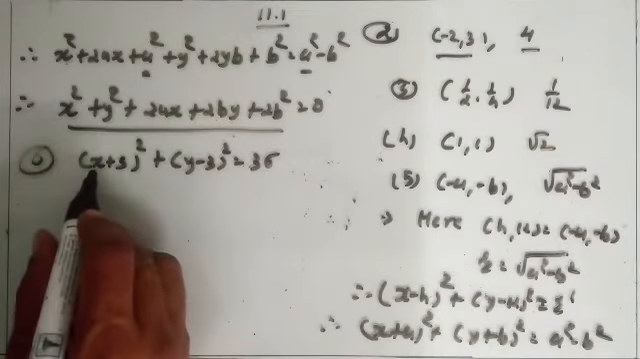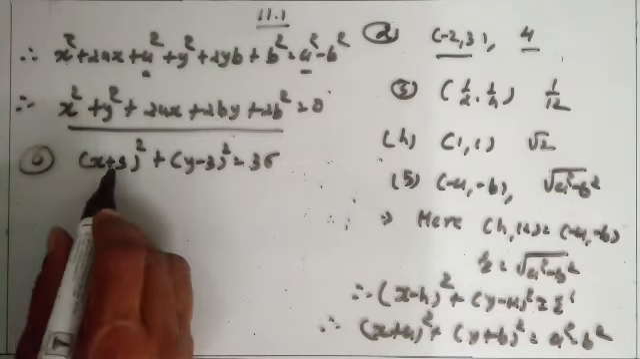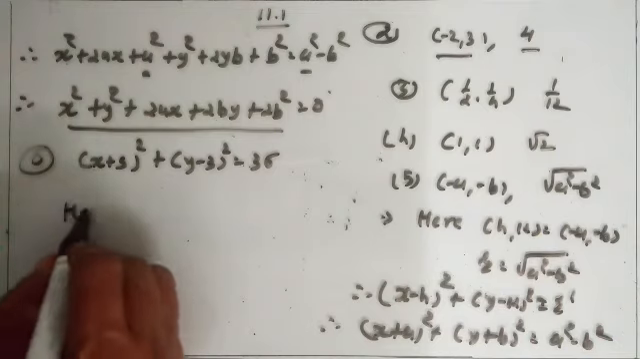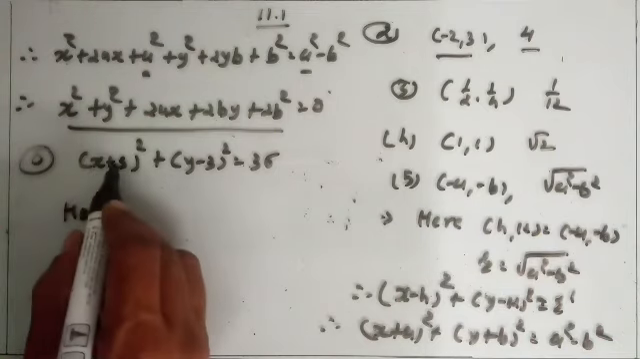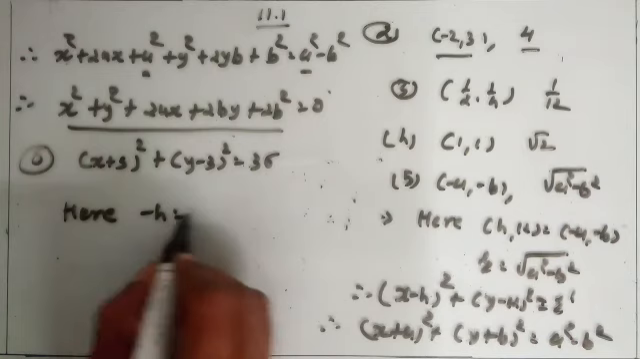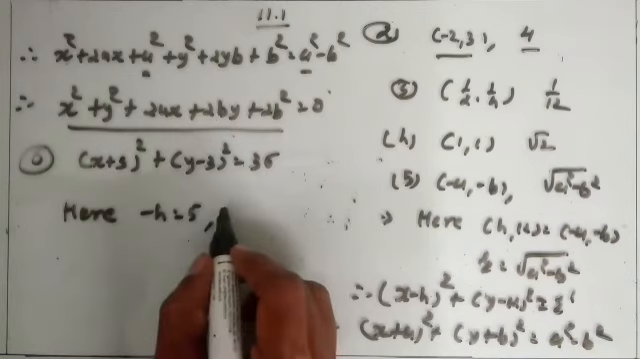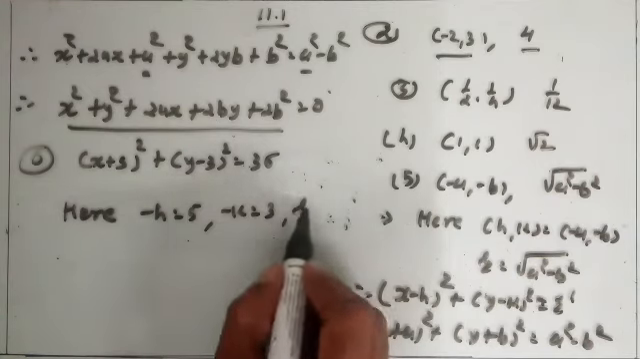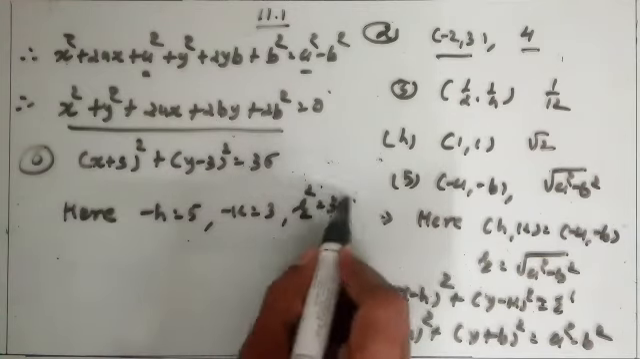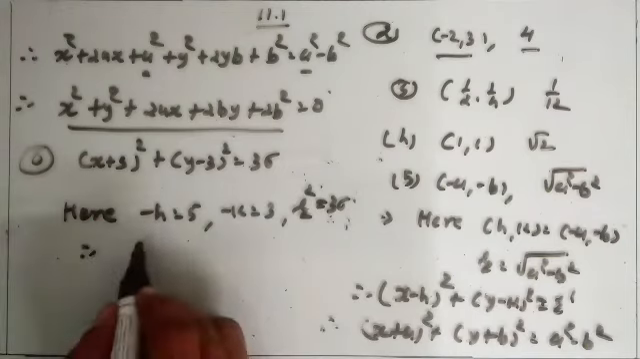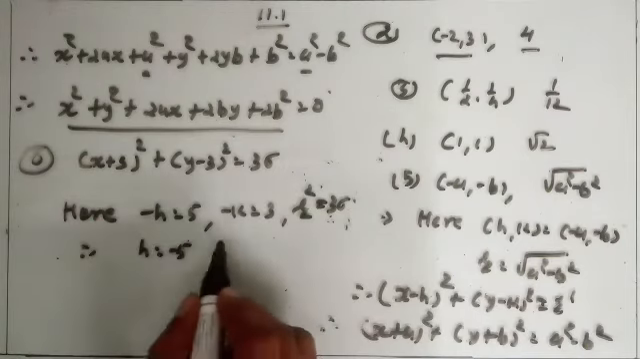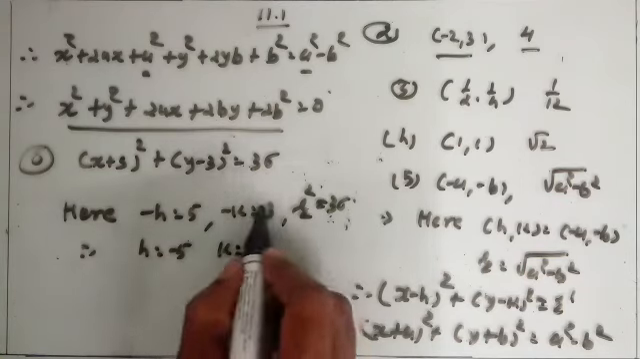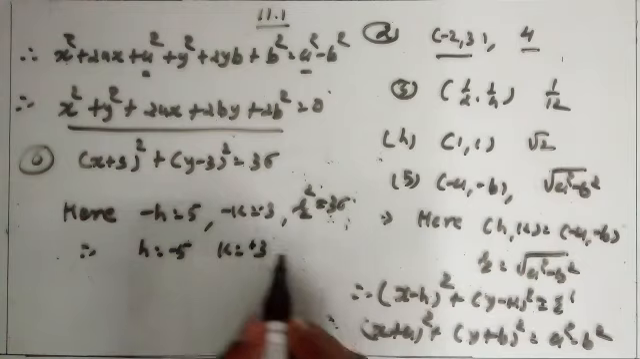Compare the given equation with (x - h)^2 + (y - k)^2 = r^2. Here we get (x - h)^2, so -h is equal to 5, -k is equal to -3, and r^2 is equal to 36. Clear? So here h is equal to -5, k is equal to 3, because minus minus becomes plus 3.